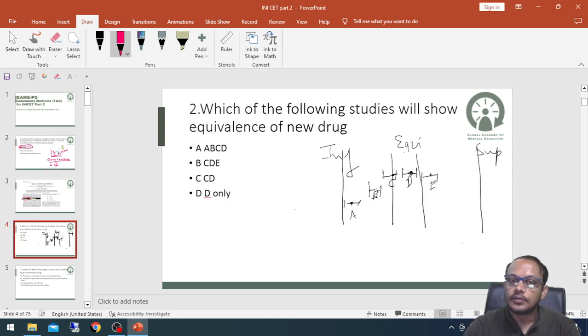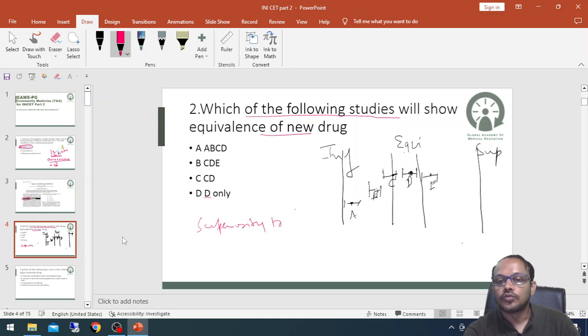Another question related to clinical trials. Clinical trials are very important for INI-CET. We see which of the following studies will show the equivalence of a new drug. So, we should know what the superiority trials, inferiority trials, or the trials of equivalence are, okay. These are 3 kinds of trials which are usually done in clinical trials.